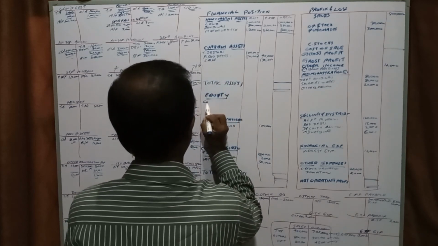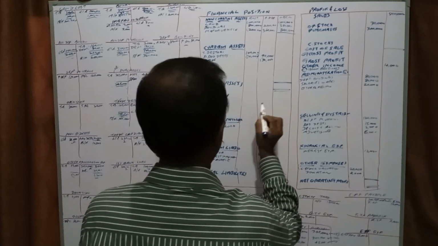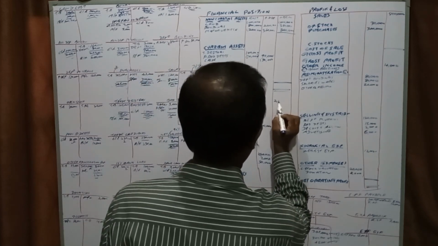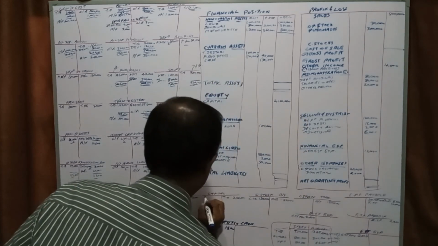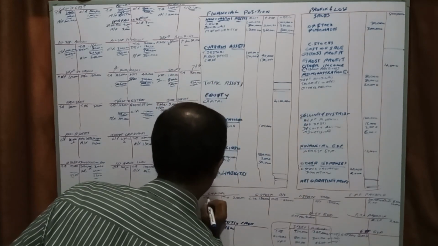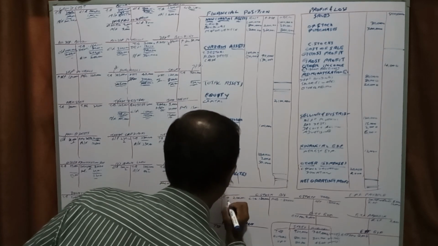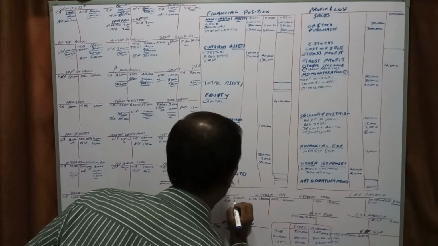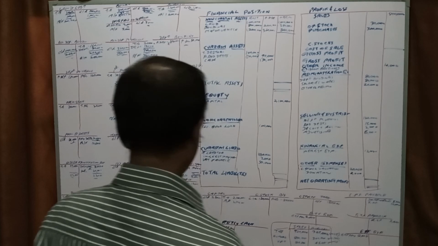And capital account, this is the capital account. Capital account 2,100,000. This is carried down 2,100,000. This is brought forward 2,100,000. Okay, that we have taken in.